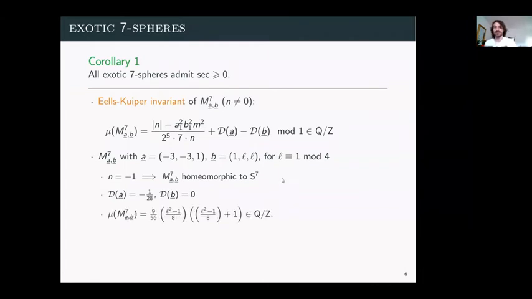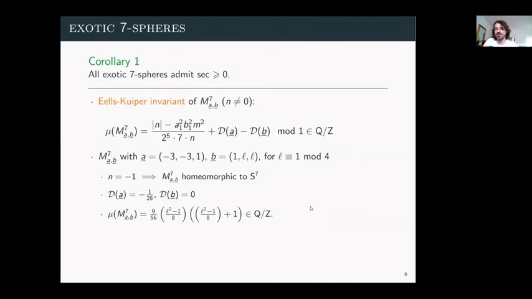And so if you plug this into the formula for the Eells-Kuiper invariant, you get this nice expression. I just want to point out again that remember L is 1 mod 4. So these two terms are integers. And so you have successive integers. One of them is even. So there's a 2 floating around that cancels with the 2 and the 56. So you get something over 28. So you get something that is an Eells-Kuiper invariant as we expect.